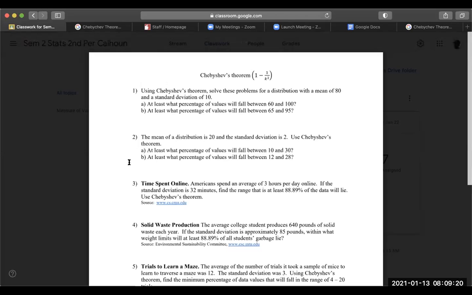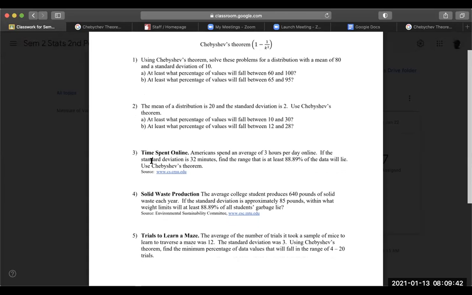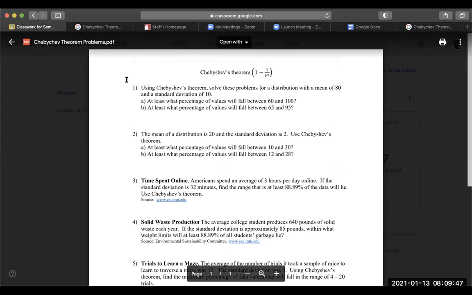All right, I'm going to look at just a couple of these questions. For the first question, I want to look at numbers 1 and 3. First, number 1: using Chebyshev's theorem, solve these problems for a distribution with a mean of 80 and a standard deviation of 10.